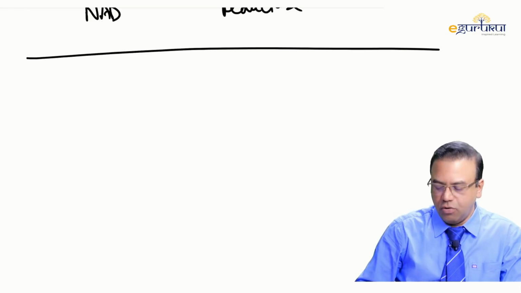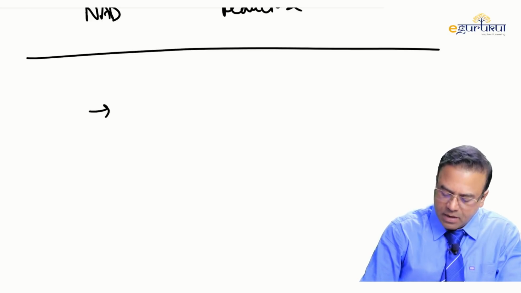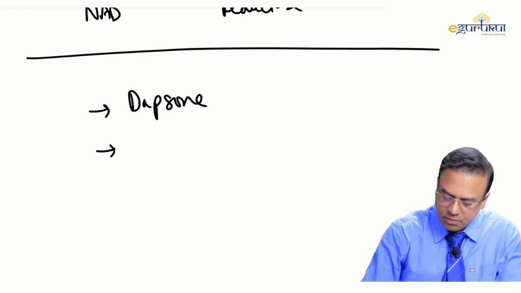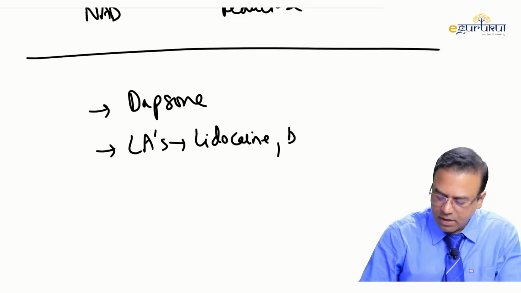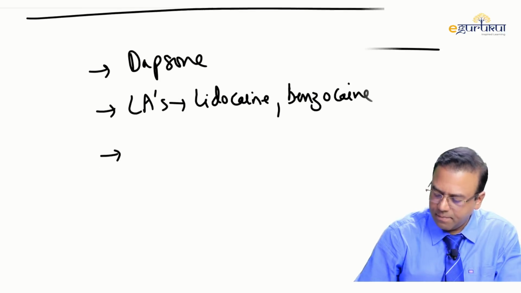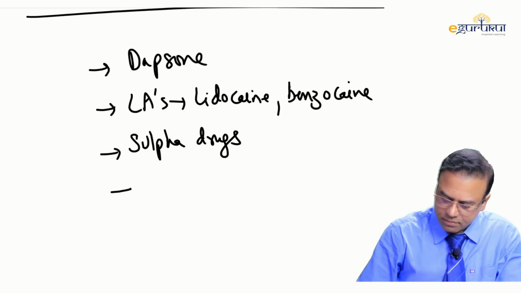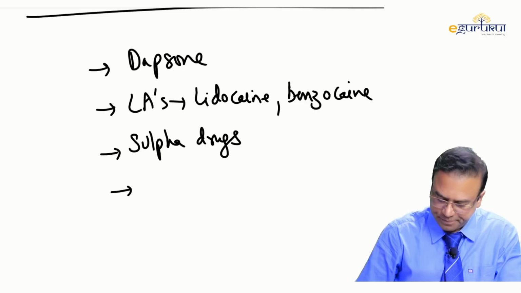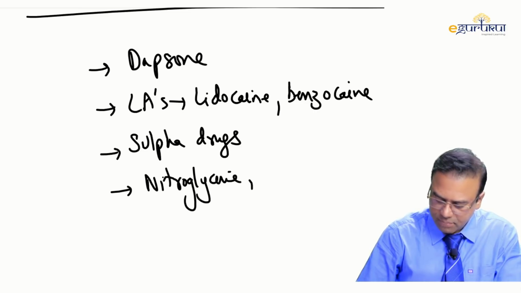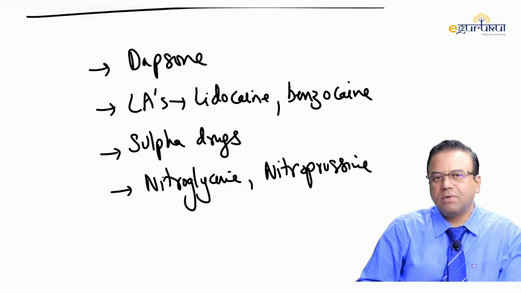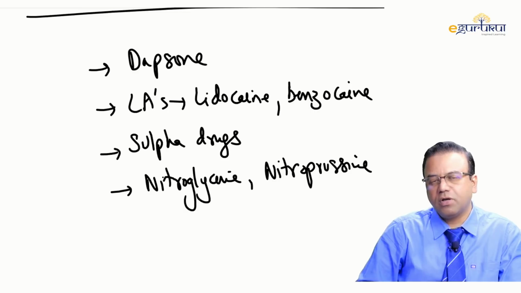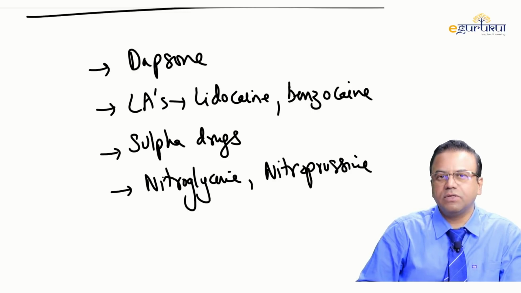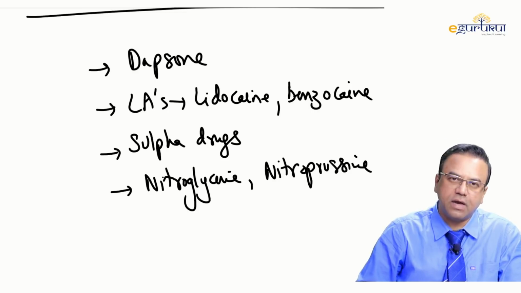So some of the drugs that are known to cause methemoglobinemia are dapsone, local anesthetics, particularly lidocaine, benzocaine, prilocaine, sulfa drugs, particularly sulfamethoxazole, nitro drugs, and this is nitroglycerin, nitroprusside, or sometimes it can be well water which is rich in nitrate. Okay, so some well water a person has drunk, or some pond water which is rich in nitrates, and that also can trigger this kind of problem.